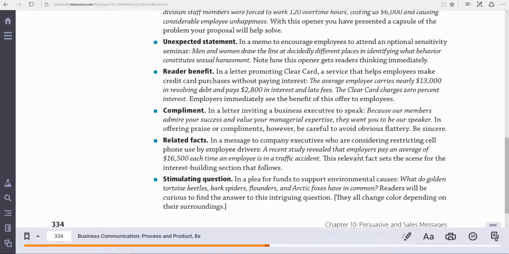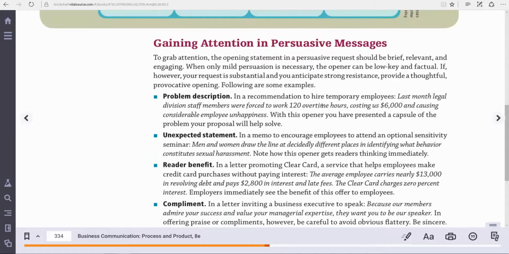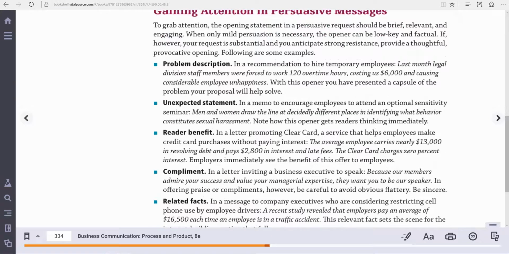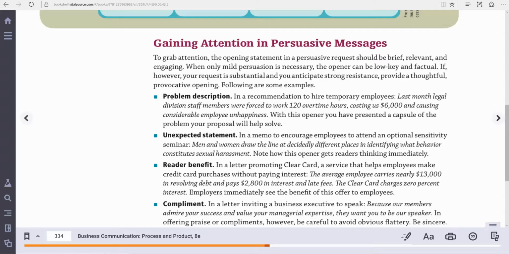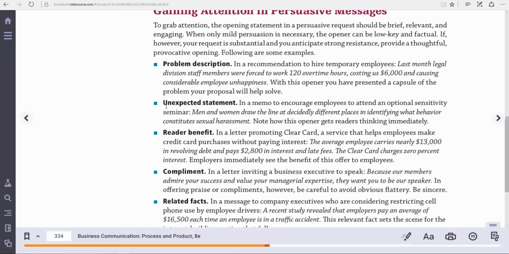Okay, so here, we're not going to go over each of these because you can read them, but I want to talk to you just briefly. Problem description: last month, legal division staff members were forced to work 120 hours, costing us $6,000 and causing considerable employee unhappiness. Unexpected statement: men and women draw the line at decidedly different places in identifying what behavior constitutes sexual harassment.